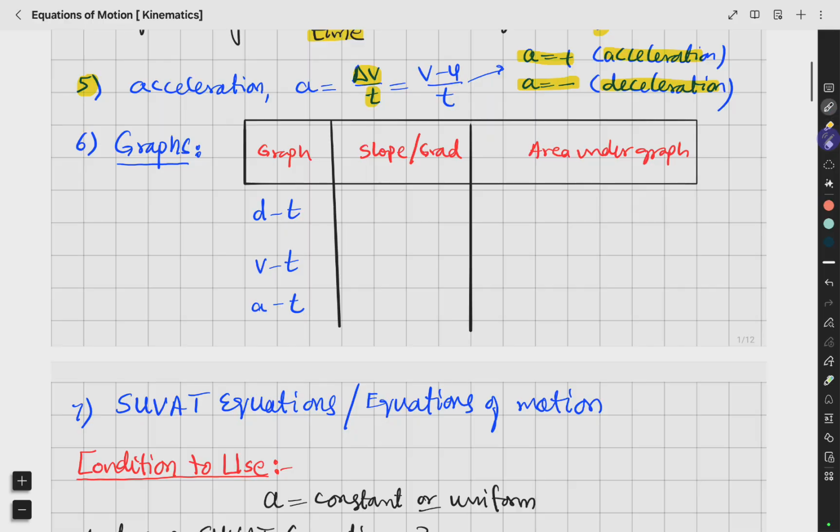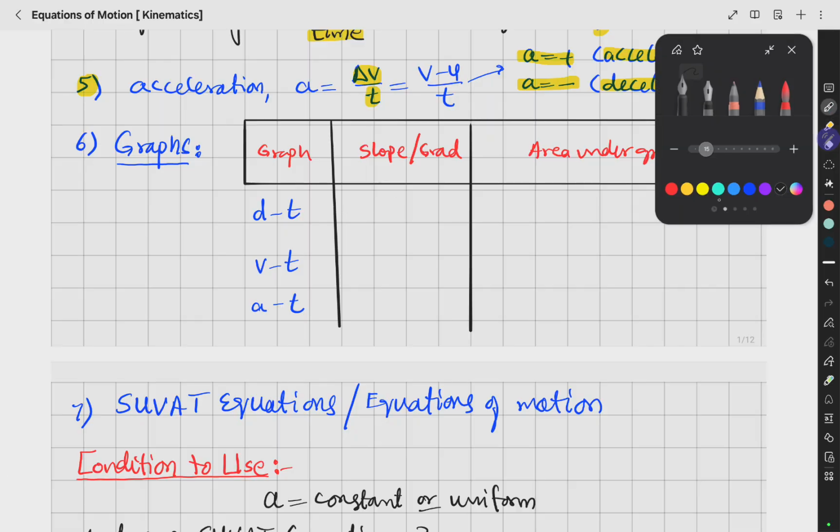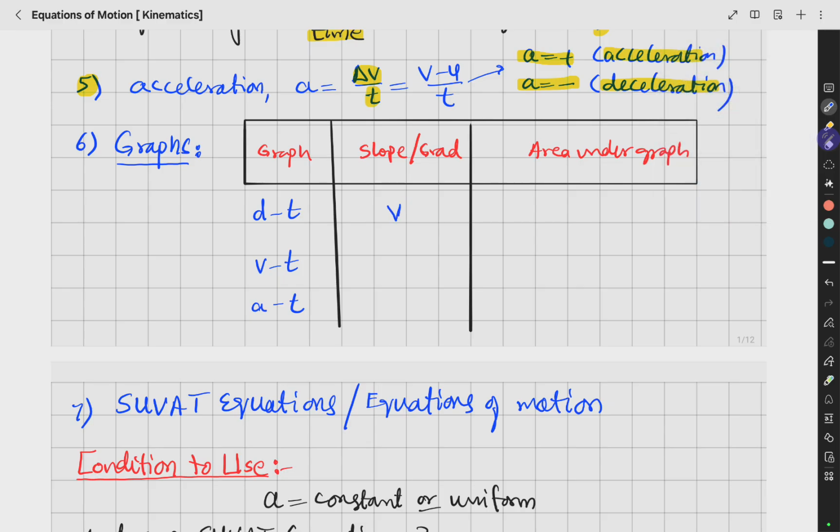From the graphs, we have determined so far that from the distance-time graph, the slope or gradient gives you speed or velocity, and the area under the graph gives you nothing. For the velocity-time graph, the slope gives you acceleration and the area under the graph gives you distance or displacement. For the acceleration-time graph, the slope gives you nothing, but the area under the graph gives you change in velocity.